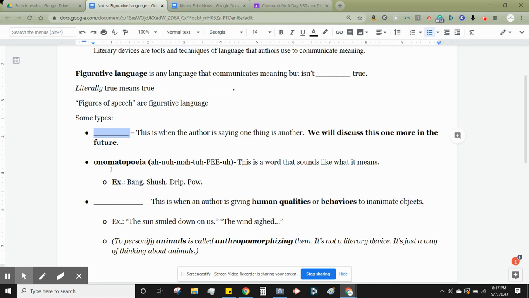Onomatopoeia is figurative language. That's words that describe actions, and the word sounds like the sound the action makes. A lot of you know this because I know they do onomatopoeia in elementary school. I used to not understand why onomatopoeia counts as figurative language, but then I figured it out.